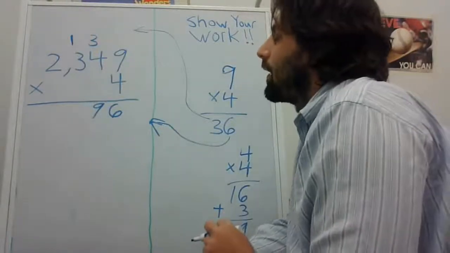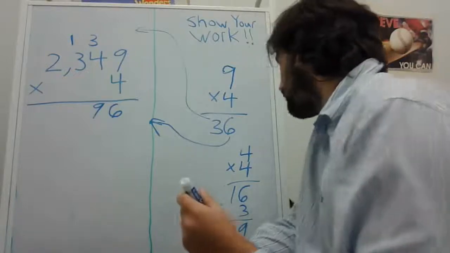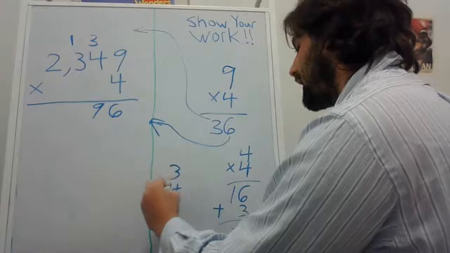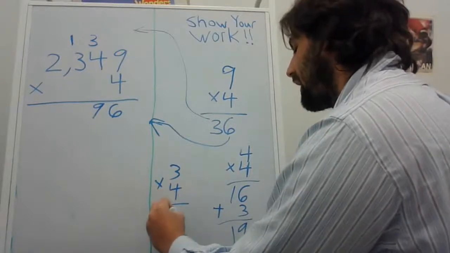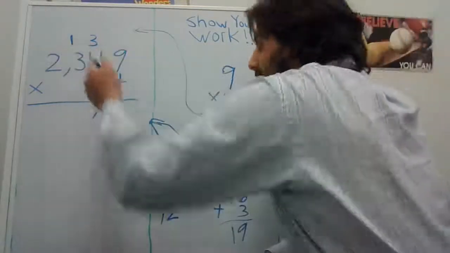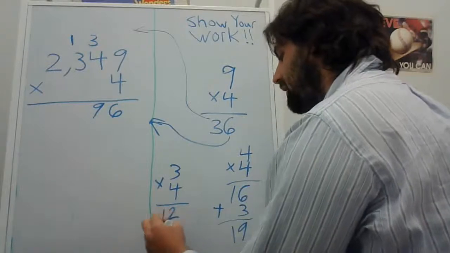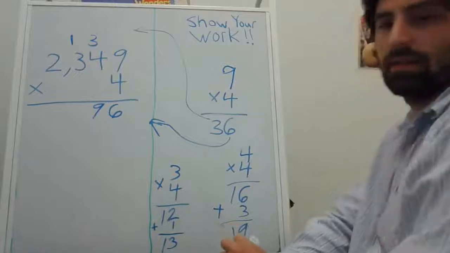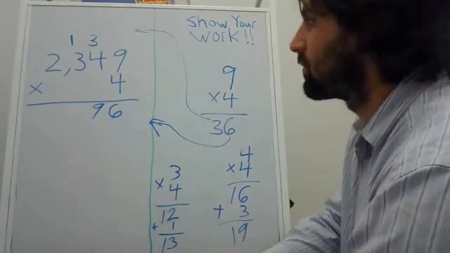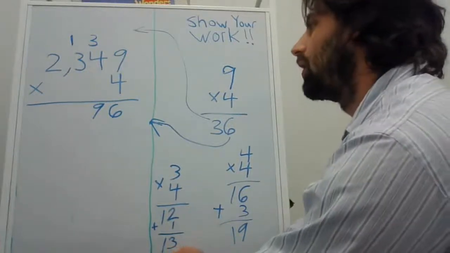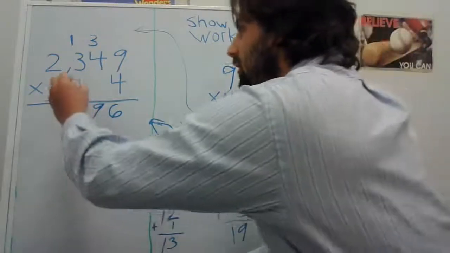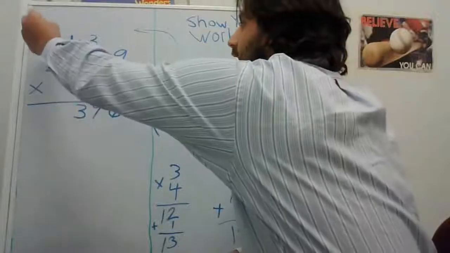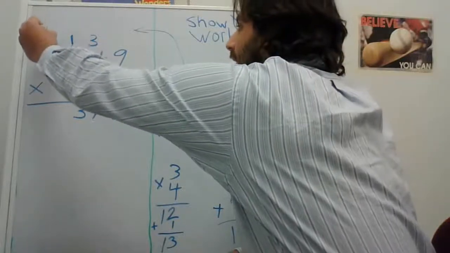All right. Now, 3 times 4, we're going to multiply that next. 3 times 4 equals 12. But again, we have to add the 1 that we carried over. 12 plus 1 equals 13. And again, since the product is more than 10, we need to regroup. So the 3 in 13 is going to go in the hundreds place. And the 1 in 13, we're going to carry that over to the thousands place.